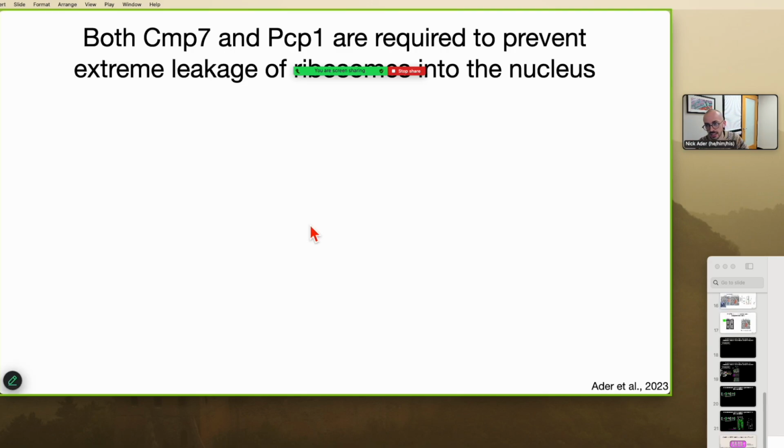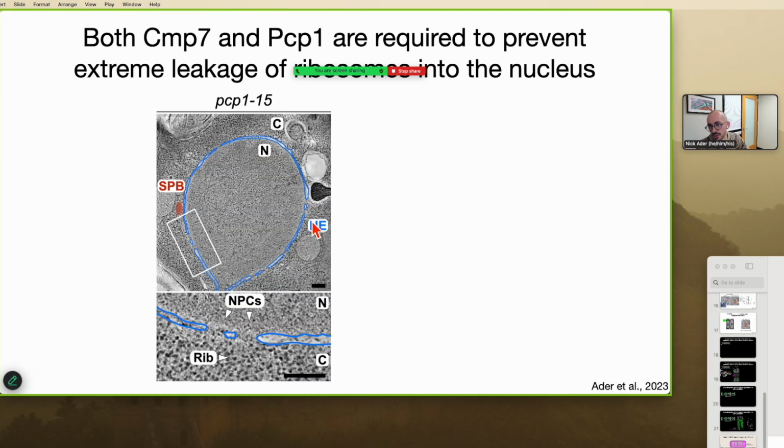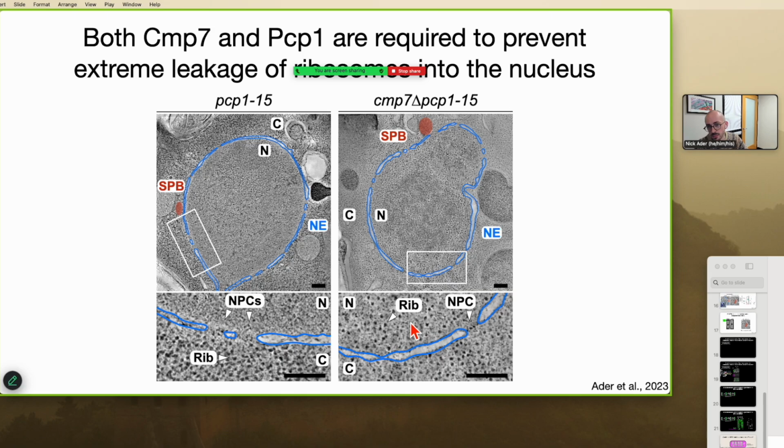And the last piece of data that I want to leave you all with is when we did electron microscopy of the single and double mutant, the extreme leakage of ribosomes that we saw. On the left, I'm showing you the single PCP1-15 mutant, where we can see cytosolic ribosomes happily in the cytosol here. We don't see those in the nucleoplasm. With the double mutant now, CHIM7 knockout with this temperature-sensitive allele, we see this massive loss of compartmentalization as ribosomes leak into the nucleoplasm.